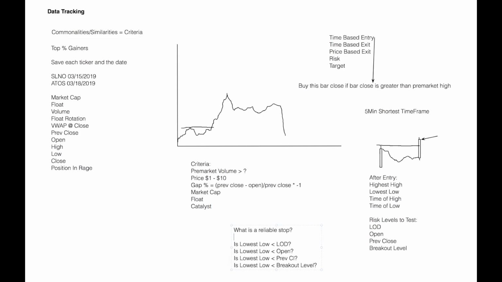Is low of day the most reliable? That doesn't give you a lot of risk, but still gives you a good outcome. It gives you an opportunity to profit. Or is it open price, or the breakout level? Does it have to hold the breakout level in order for you to hold? And now what you end up testing is the overall trend for the day.